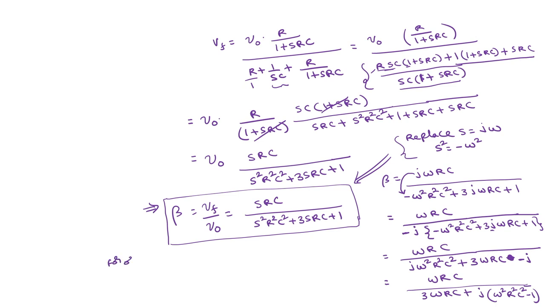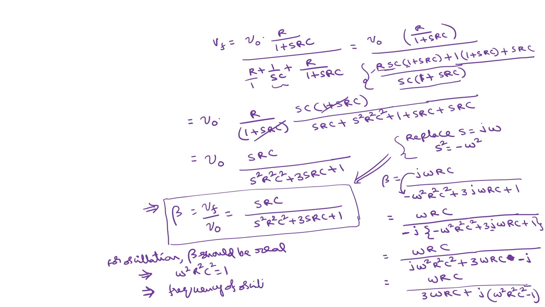For sustained oscillations, what is the condition? A is real, so beta also should be real. Implies imaginary part is 0, means omega square R square C square is equal to 1. Implies what is the frequency of oscillations? Omega 0 square is equal to 1 by R square C square, or omega 0 is equal to 1 by RC, or f naught is equal to 1 by 2 pi RC. This is the expression for the frequency of oscillations of Wien bridge oscillator.